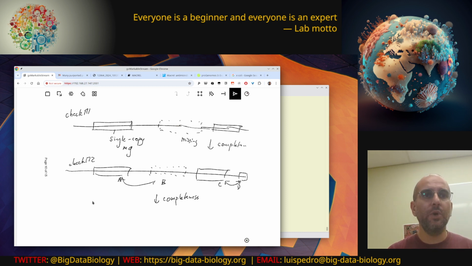CheckM2 is a little bit more complicated. I think the intuition I have for it is that it learns that there are groups of genes that go together. So maybe it learned that A and B go together. And so if it sees A, but then it doesn't see B because B is now this pseudogene, it's going to mark it down as lower completeness.